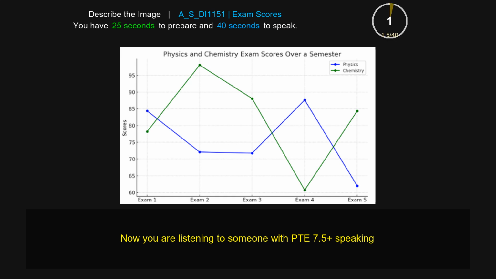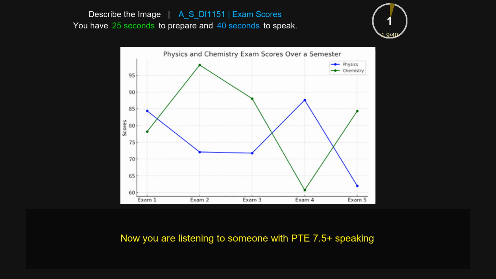The given line chart gives information about physics and chemistry exam scores over a semester. The blue line represents the physics while the green line shows chemistry. It can be seen that for physics, the highest score is in exam 4, which is higher than 85, and the lowest is in exam 5, which is above 60. For chemistry, the highest is in exam 2, which is higher than 95, while the lowest is in exam 4, which is around 60. In conclusion, this shows that physics and chemistry have different scores for different exams.